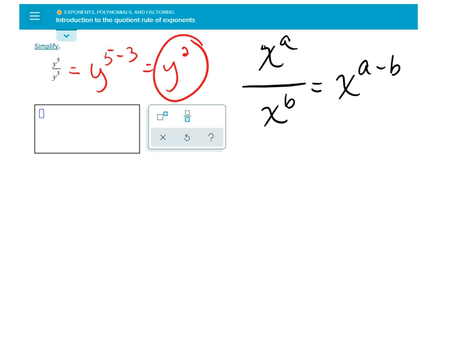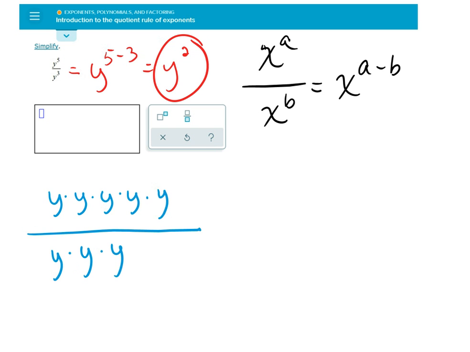And the reason you subtract them is this. When you have y to the fifth, that really means y times y times y times y times y. And you're dividing that by y to the third, which really means y times y times y. This y over that y reduces to 1 over 1. This y and that y reduces to 1 over 1. And this y reduces to 1 over 1.